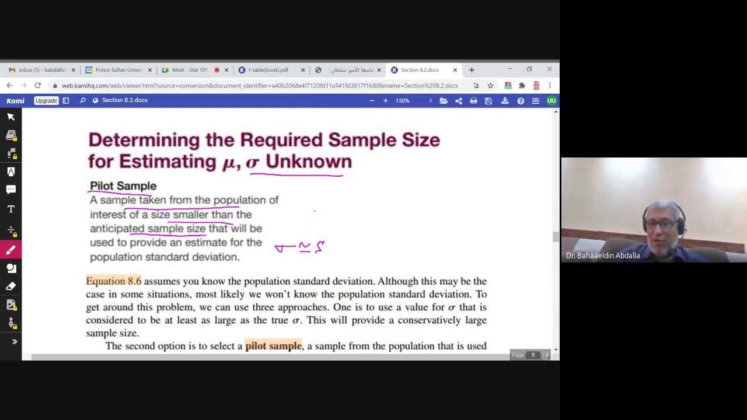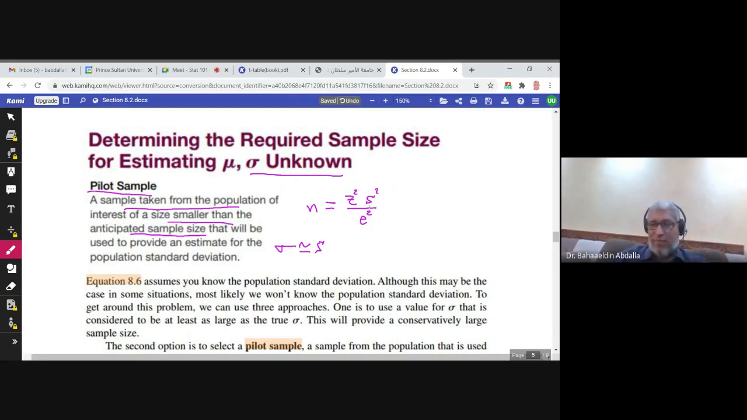And the formula, don't forget, the formula is n equals Z squared times sigma squared, use S squared here as an estimation for sigma squared, over E squared. And you use Z, okay? So this would be the formula in case of a pilot sample. You choose a sample quickly, find S, and use it instead of sigma.